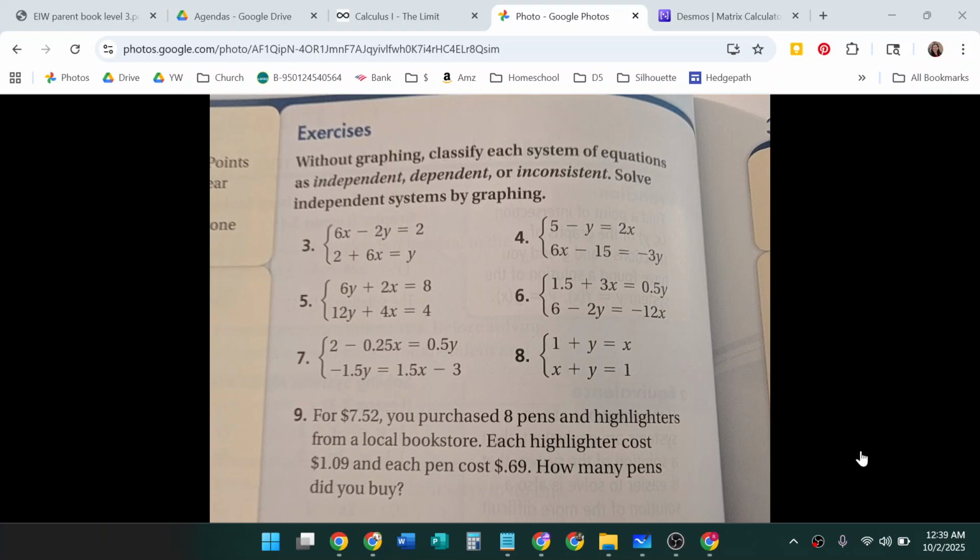Dependent means those lines depend on each other. They're basically the same line. Every point on this line is also on this line. Okay, so let's look at these real quick.